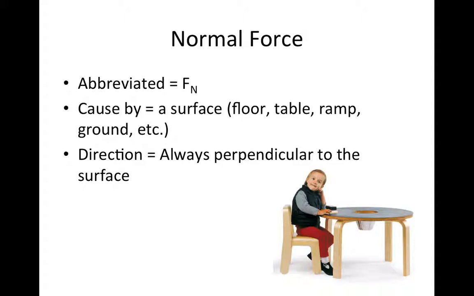The normal force is what keeps us from falling through the floor. Or, if something is sitting on the table, the normal force is the force that keeps that thing on the table from going through the table. So in other words, it points up.